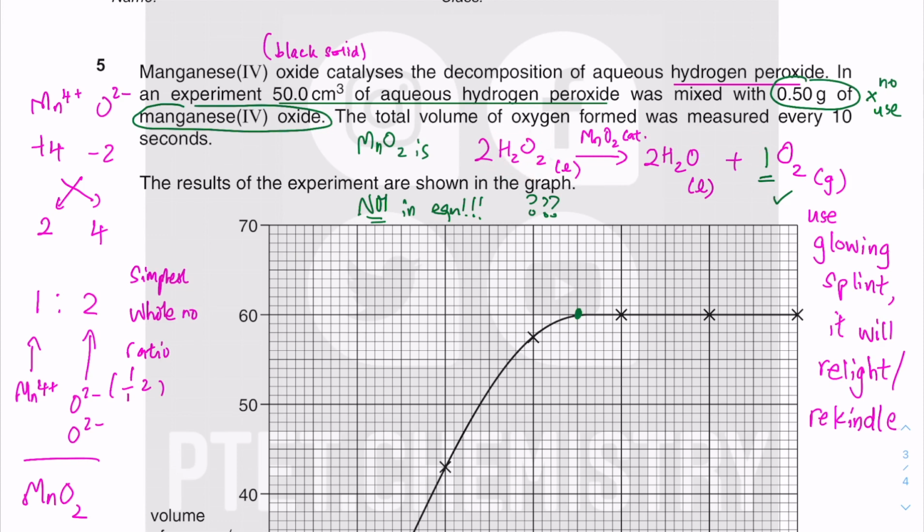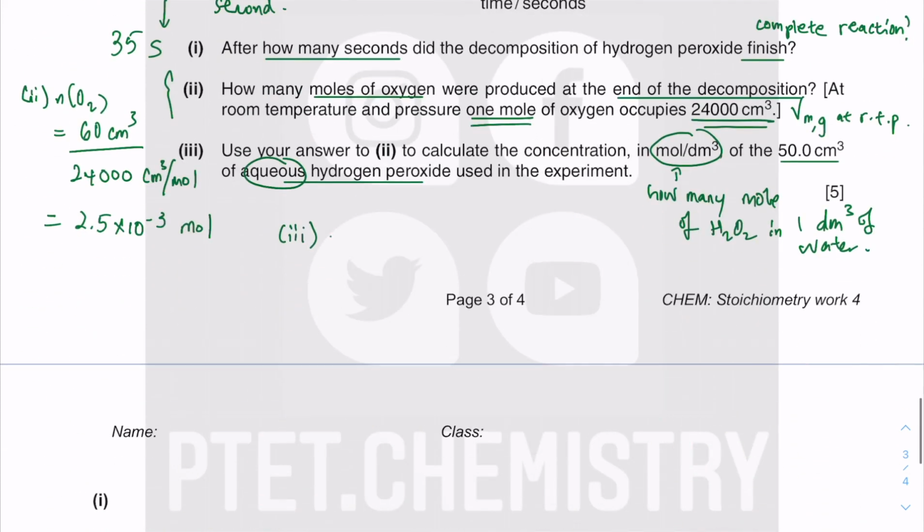So 2 H2O2 give me 1 O2. That is from the balanced equation.